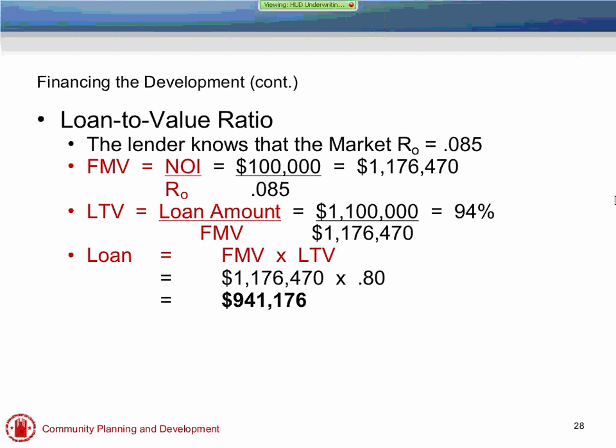Again, that's not enough margin for error for the lender. The lender has told us that they want the loan-to-value ratio to be 80% or below. So we're going to flip our formula around and determine, based on loan-to-value, what we can actually borrow from the bank. So our fair market value, $1,176,470, times the actual loan-to-value ratio that the bank is requiring of 0.80, gives us a loan amount of $941,176. And remember, the bank is going to look at both our loan-to-value ratio and our debt coverage ratio.